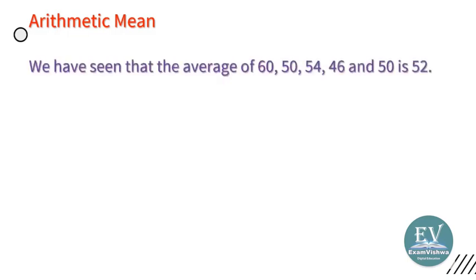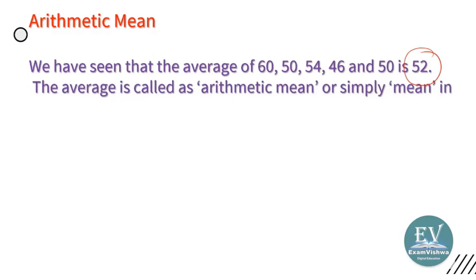We have seen that when we take the average of all these, we add them and divide by the number of incidents. That is what happened last time. Correct? And the average is 52. I did not calculate, it is given. You can check whether it is right or not. The average of 60, 50, 54, 46 and 50 is 52. And the average is called arithmetic mean, or simply mean, especially in statistical language.